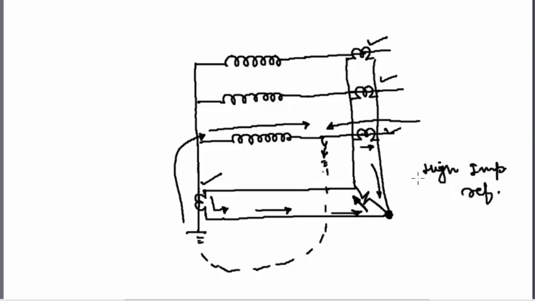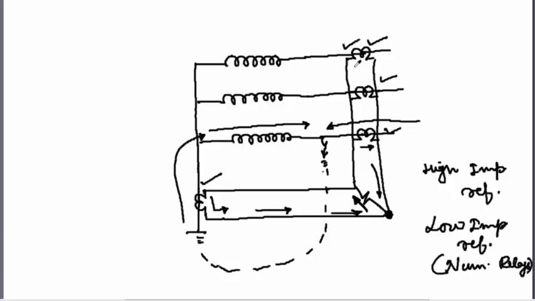Well, in low impedance REF protection, which is implemented through numerical relays, there is no such necessity that the CT ratios should be the same. We can have these three CTs with the same CT ratio, and this CT ratio can be different from these three CTs. So this is possible only through low impedance REF protection, which is implemented through numerical relays. And for high impedance REF protection, the CT ratios of all the CTs should be the same.